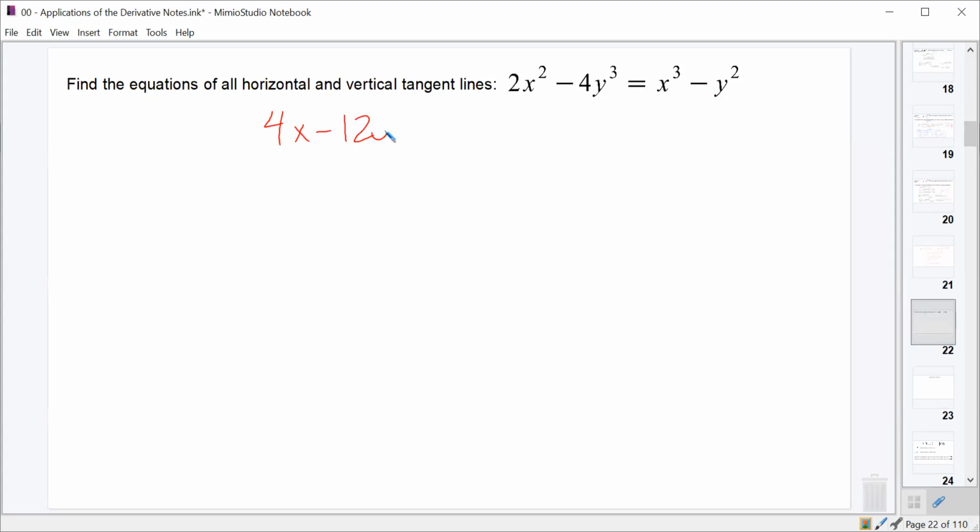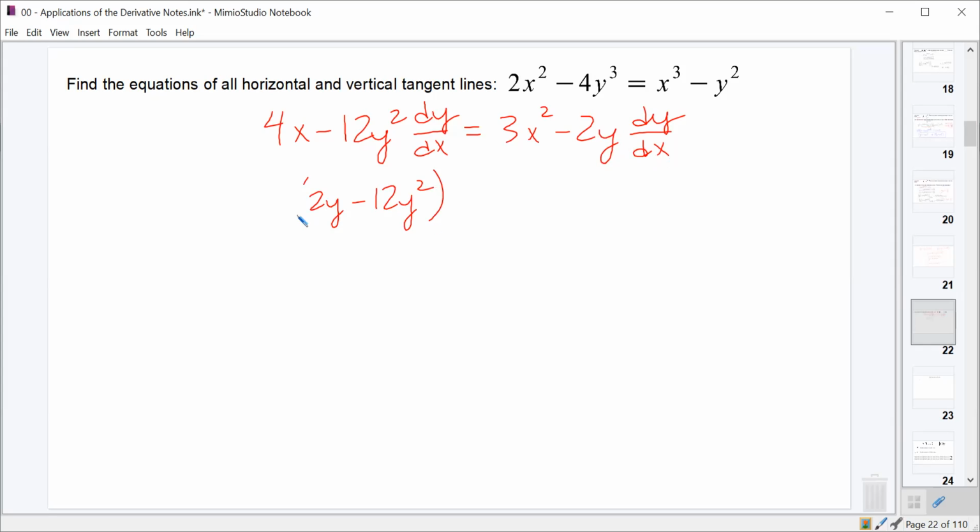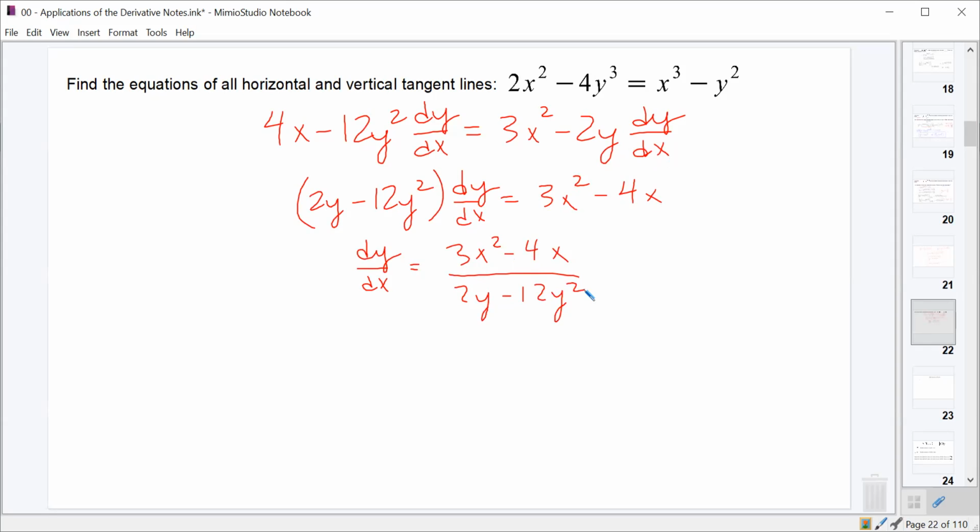4x minus 12y squared dy/dx equals 3x squared minus 2y dy/dx. We'll solve for dy/dx, so we'll bring the 2y over with the minus 12y squared, factor out the dy/dx, and bring the 4x over with the 3x squared, giving us dy/dx is equal to 3x squared minus 4x over 2y minus 12y squared.